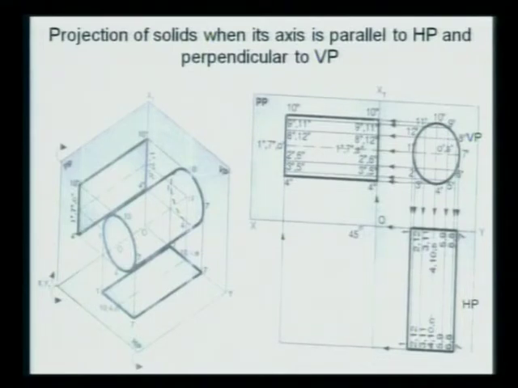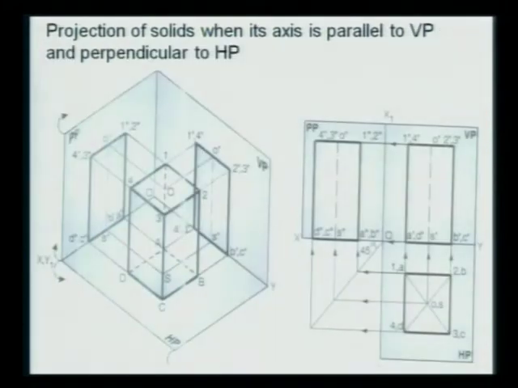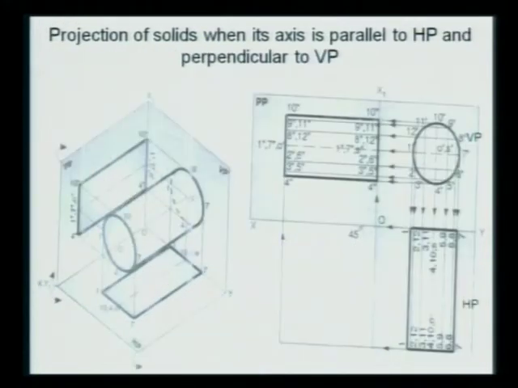Take the next example. Now suppose there is a cylinder instead of a prism. Now the position is changed. What is the position? The axis is parallel to HP and perpendicular to VP. In the initial case, the axis is perpendicular to HP and parallel to VP. Now the axis is parallel to HP and perpendicular to VP. Now where can you see the true shape? Draw first the view in which you can see the true shape.